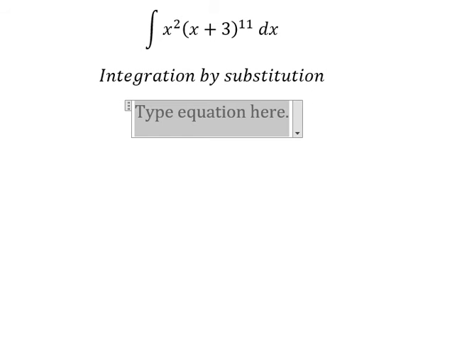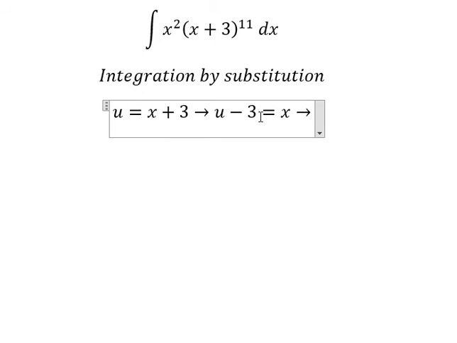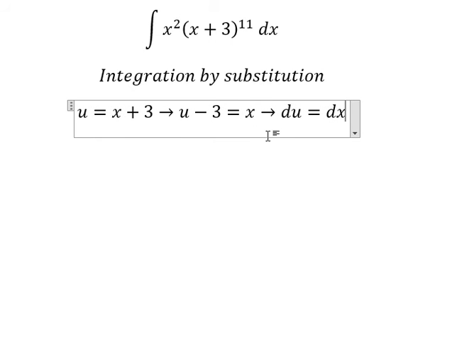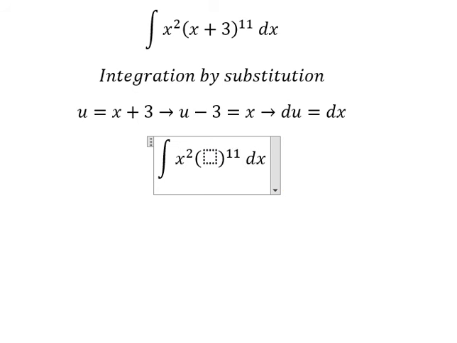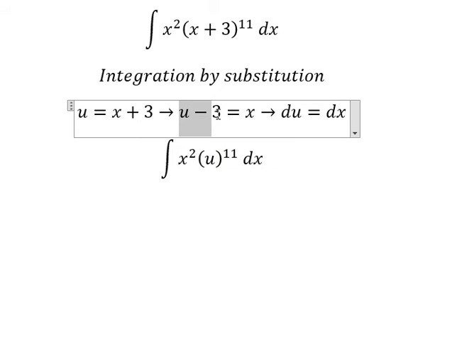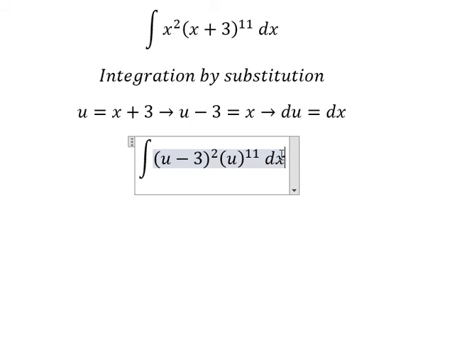So I need to put u equals x plus 3, because we have x. So I need to move the number 3 to the left, and we have u minus 3 equals x. Later, we take the first derivative of both sides, and we get du equals dx. This one we change by u, x we change by this one, dx we change by du.